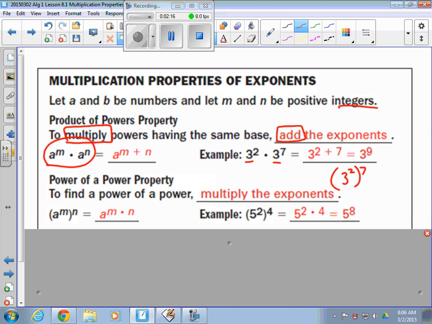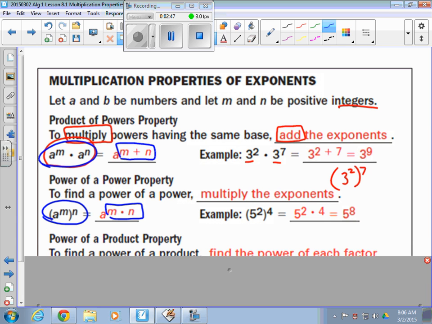A to the M to the nth. You read it just like that: A to the M to the N. That's when you multiply M times N. Notice the difference between the two. This one was when they were multiplying by each other, you add the exponents. This one, a power is raised to a power, you multiply the exponents. Again, 5 squared to the 4th power. Instead of adding 2 plus 4 this time, now you're going to multiply 2 times 4 to get 5 to the 8th power. I said 2 plus 6, I meant 2 plus 4.